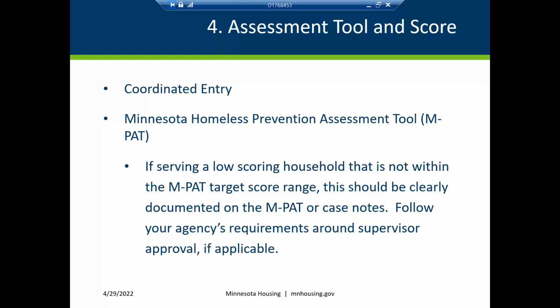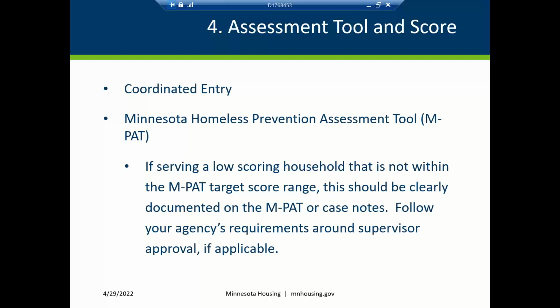in the file. And then the other thing to remember about the MPAT is just if you end up serving a lower scoring household, and maybe that's not the household that you've said you were going to target with your program, just make sure that there's a note in there. In some cases, we see a lower score, but the case manager, for example, knows the household really well and knows that the score is probably higher.